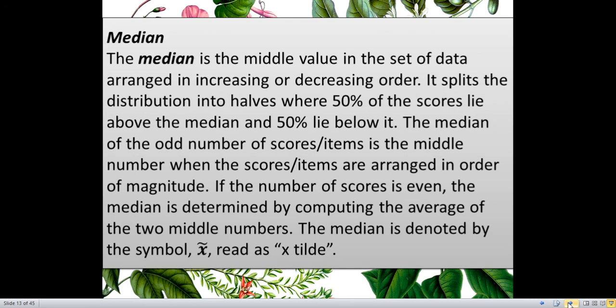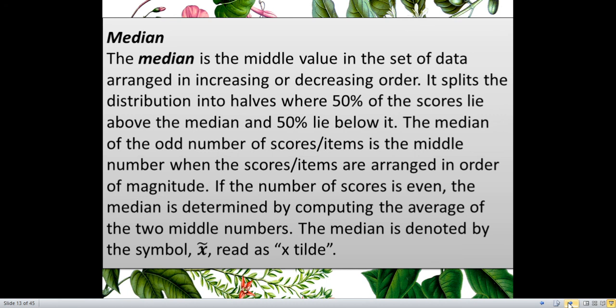So the median is the middle value in the set of data arranged in increasing or decreasing order. Since it is the middle value, of course, it will split the distribution into halves, where 50% of the scores will lie above the median and 50% will lie below it.